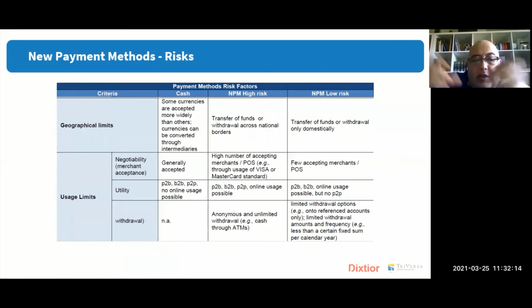Cash is generally acceptable. And then the question with new payment methods comes from the POSs, the merchants, Visa, everything. If the company you choose to work with in terms of payment services has several of these merchants or ways of spending money, it becomes riskier than a payment service that limits the accepting merchants, makes very good due diligence on the merchants and also controls the POSs. Well, these are some of the risks associated with these new payment methodologies.